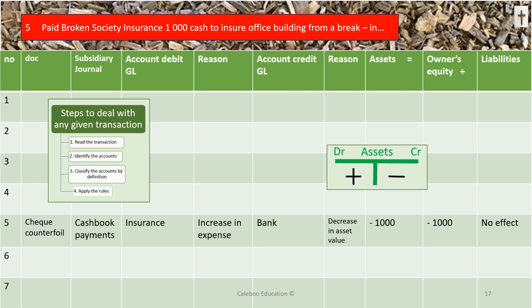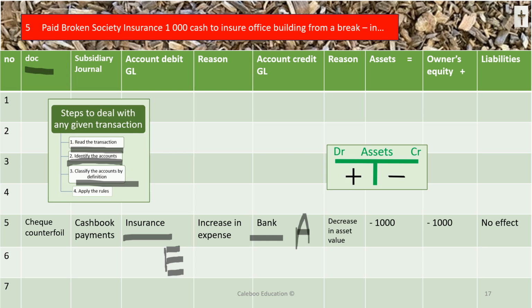So the transaction, we have read the transaction. We're going to identify the accounts involved. The first account is insurance, and this was paid by check, so it affects the business bank account. We need to classify these accounts. Insurance is an expense, and bank is an asset.